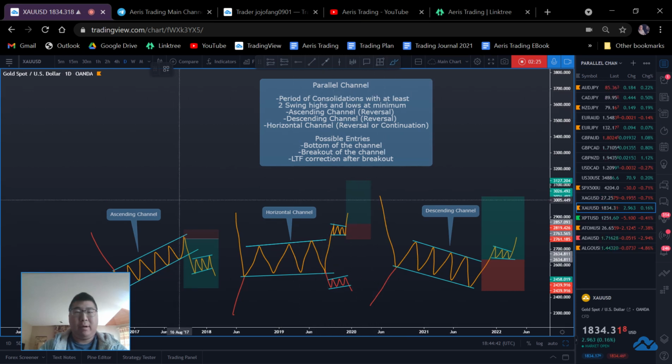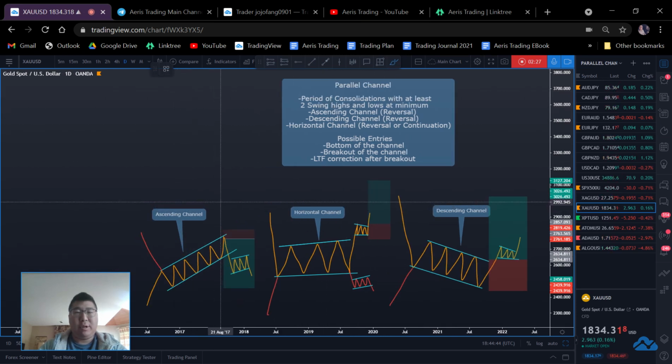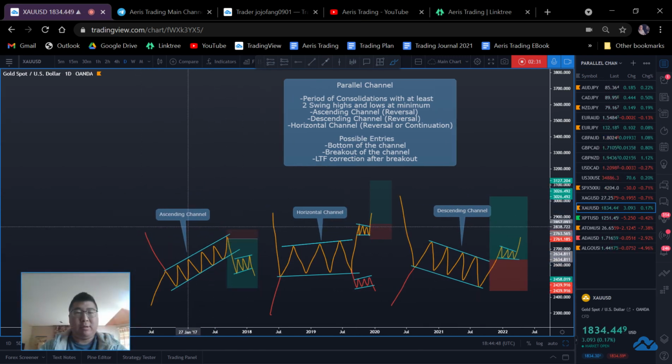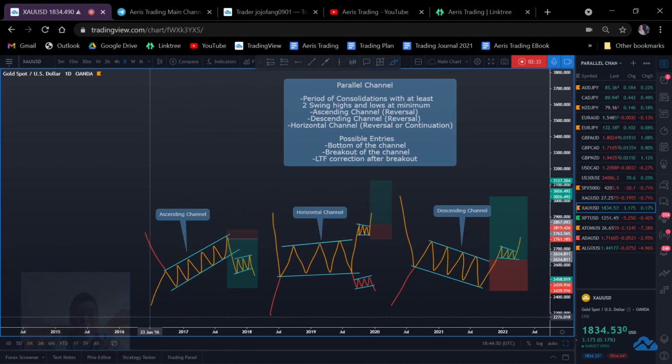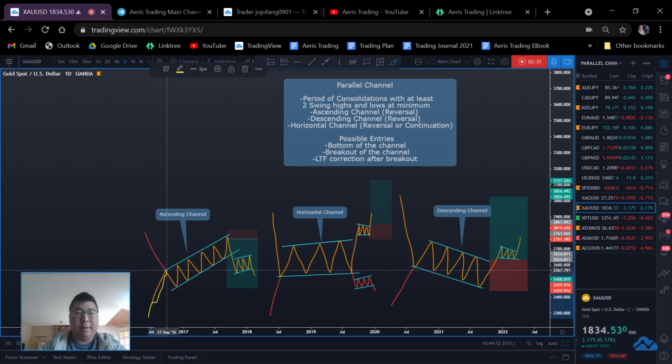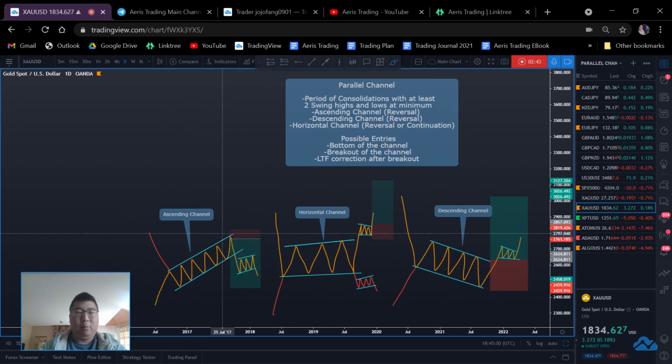I mentioned that there are three types of channels that are usually going to form in the market. The ascending channel is something that we know is going to be a reversal. It can be a move going up and up and up, and it slowly falls into an ascending channel. So a period of consolidation, it's moving up and down, but in an ascending kind of formation. And once the ascending channel completes, we see a really strong impulsive move to the downside.